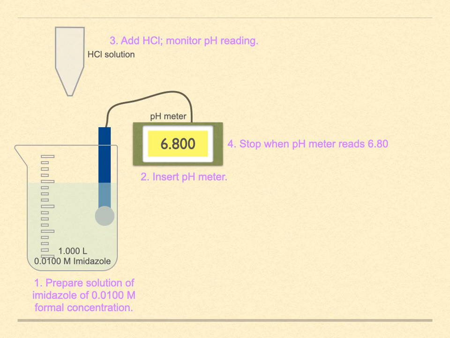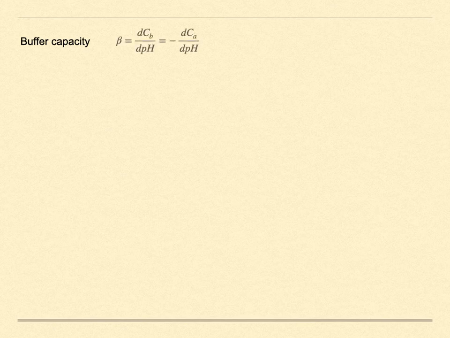So when is a buffer most effective? There is a property called buffer capacity. It is defined by these derivatives. They are asking how much strong acid or strong base is needed to induce a change in the system's pH. The sign difference is because adding acid lowers the pH and adding base increases it.